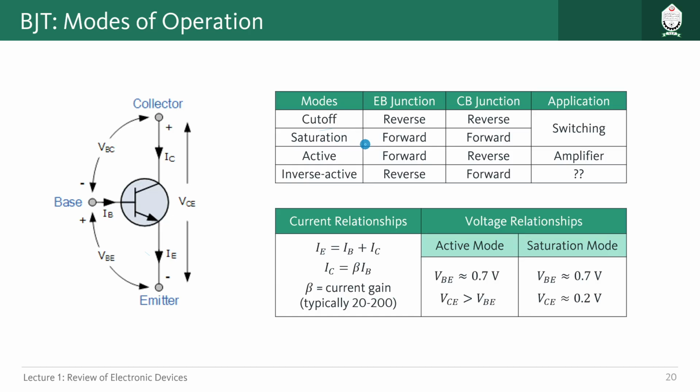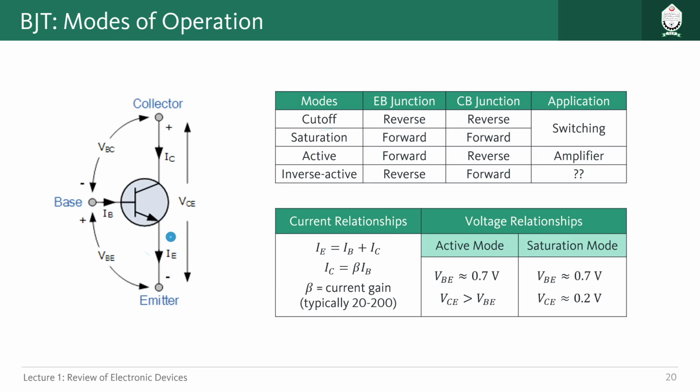Then let us come to saturation. Whenever both of the junctions are forward biased, this base to emitter junction is forward biased and also this base to collector junction is forward biased, then we get saturation and the highest amount of current is flowing through this path, right?